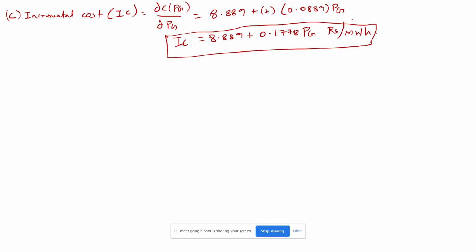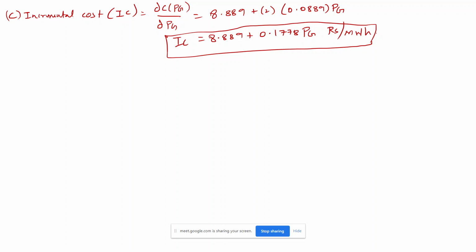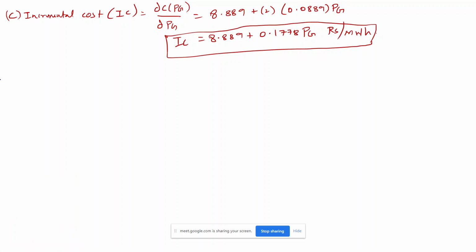So the next and final part is D. We need to find out the cost using two methods: one is the quadratic method and the other is the approximate method. Let me check how to do that. So finally we come up with D.